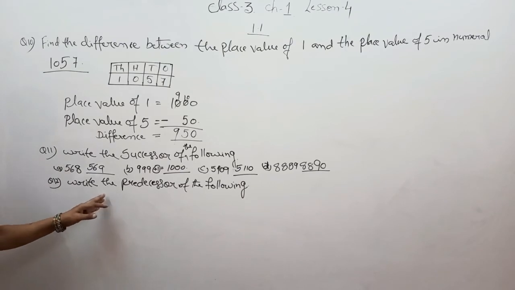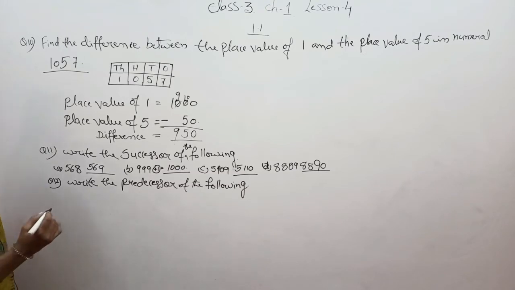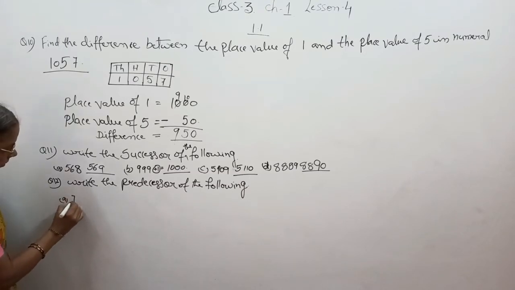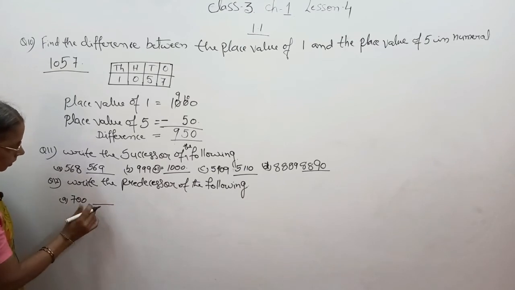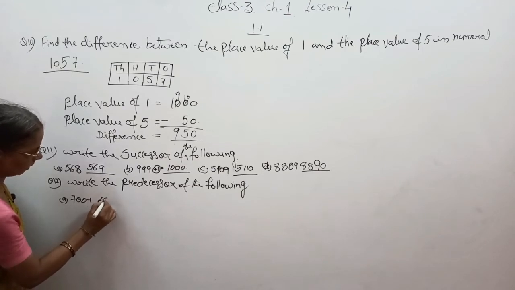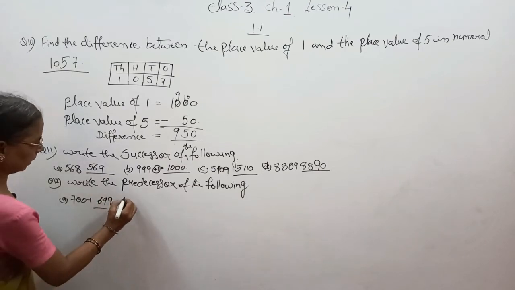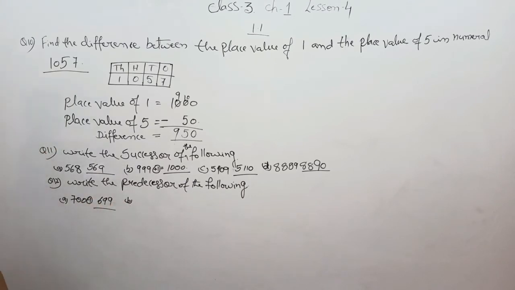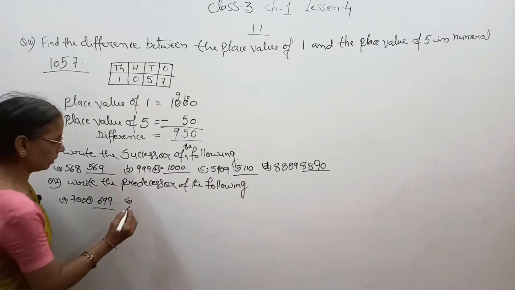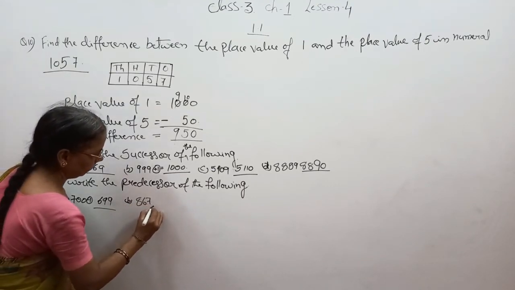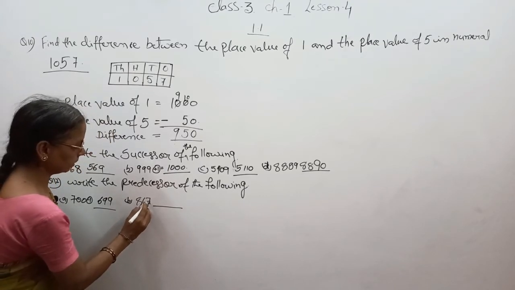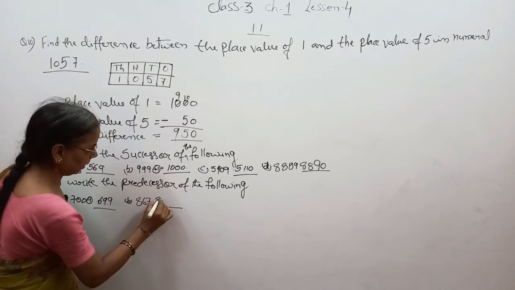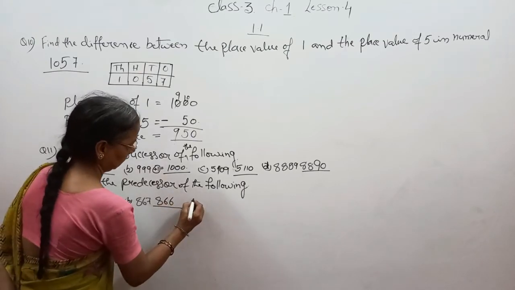प्रेडिसेसर मीन्स दिए हुए नंबर के पहले आने वाला नंबर. इट मीन्स वी हैव दैट क्वेश्चन नंबर 1 700. बिफोर दैट वी हैव टू माइनस 1, we get 699. And second one, 867. Here we minus 1, that is 7 minus 1, 6. Then 866.